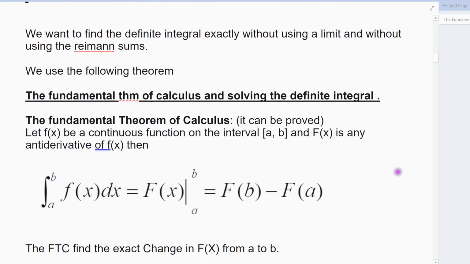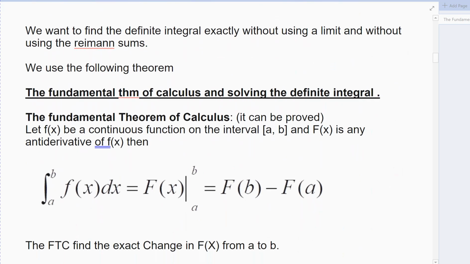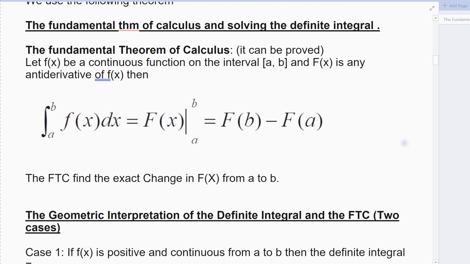All right, so again, we want to find the definite integral, which is solving that limit. Again, we do it without having to actually draw the rectangles and add them up or solve that limit, because again, the algebra on that is hard. And we'll get to that. It's the following theorem, the Fundamental Theorem of Calculus, which solves that definite integral, that limit.